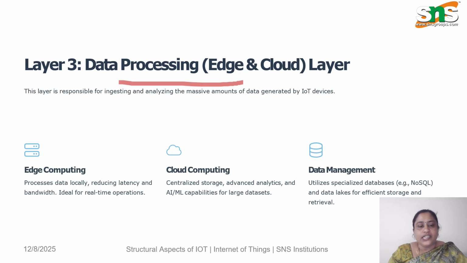We have edge computing and also cloud computing in order to process a large amount of data together with data management. It mainly uses NoSQL databases for managing data. For example, you can take NoSQL databases, and also data lakes for efficient storage, and it processes big data using these NoSQL databases when the content is not structured. Edge computing is mainly used to process data locally, and processing also happens in the cloud computing layer.